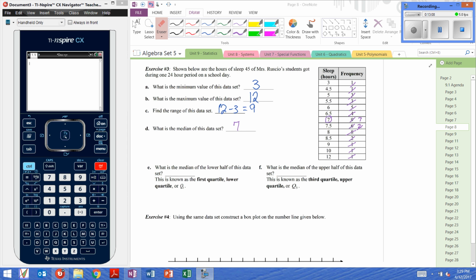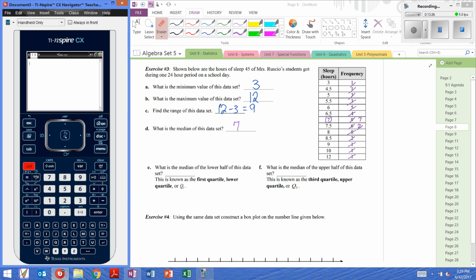Now, E and F want us to find both the first and third quartile. The way that we would have to do this, I think, is a little bit trickier than what we would typically have to do to find the median. So I wanted to show you how your calculator can actually do this for you. The first thing that we're going to do is we'll add a page, and we are going to add lists and spreadsheets, so 4.